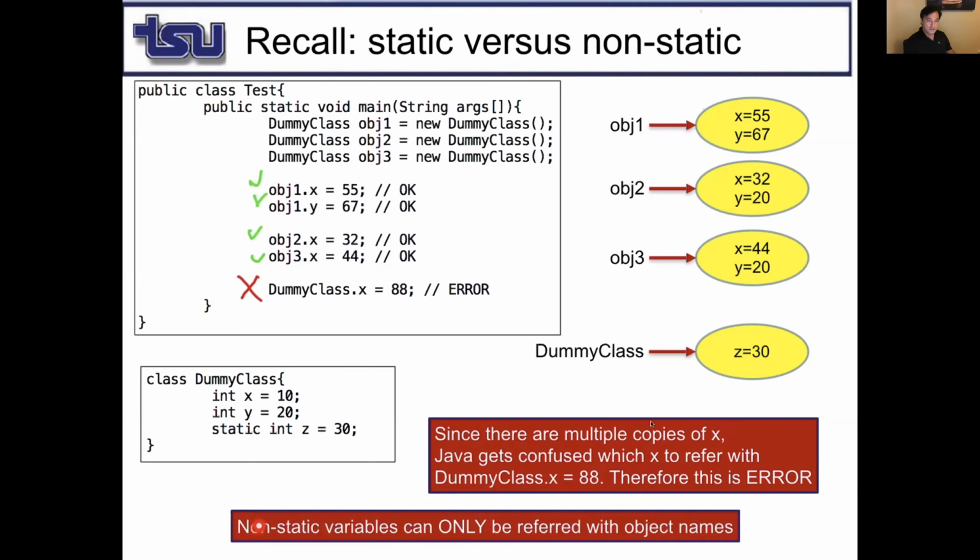And this is crucial. Non-static variables can only be referred with object names. As you see, if I want to refer to non-static variables, I can do it only with what? Object names. However, I cannot do it with class name.